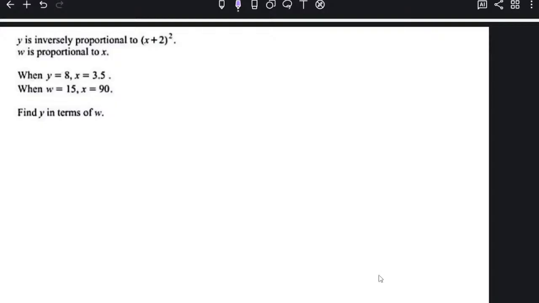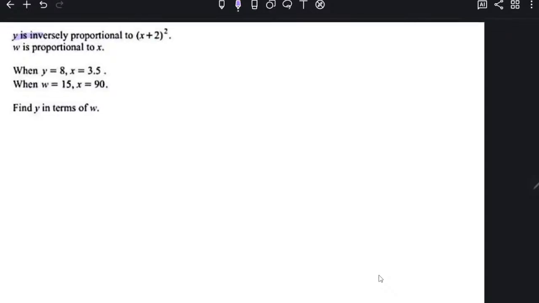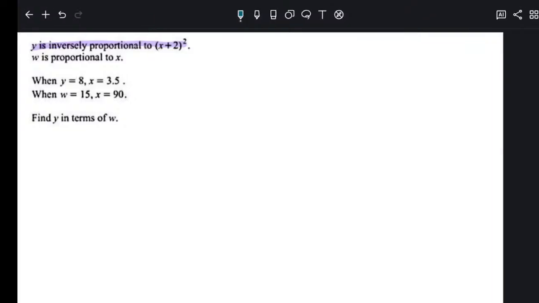Y is inversely proportional. So they've given it to you as a sentence in the first one. You're going to read: y is inversely proportional to x plus 2 squared. So you have to write that. You have to convert it. Let me make sure that YouTube is not cutting. All right. Good.